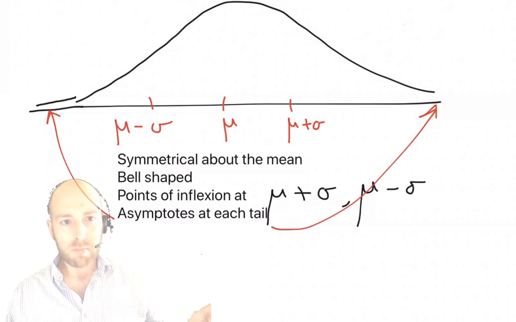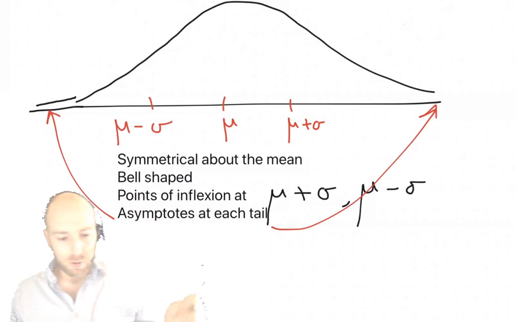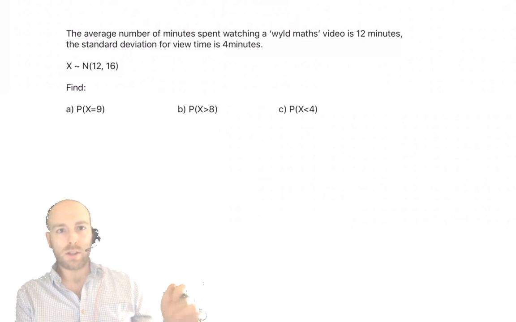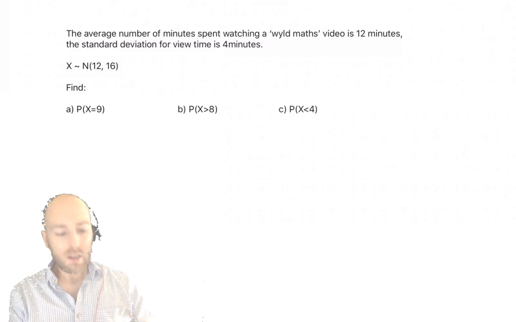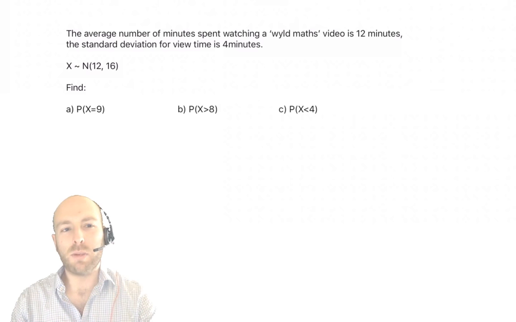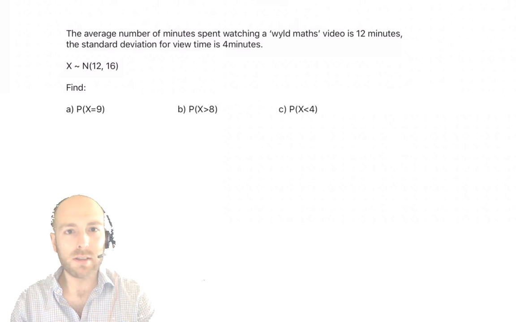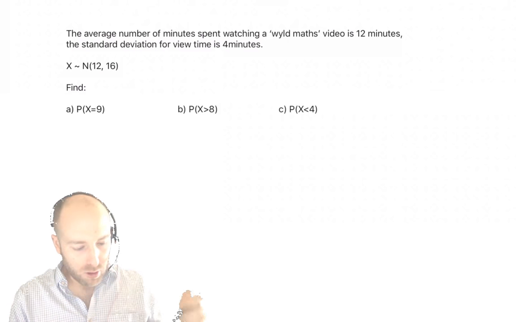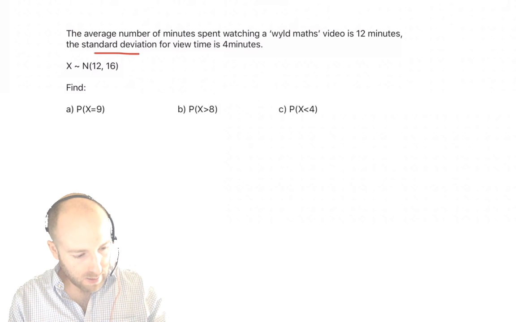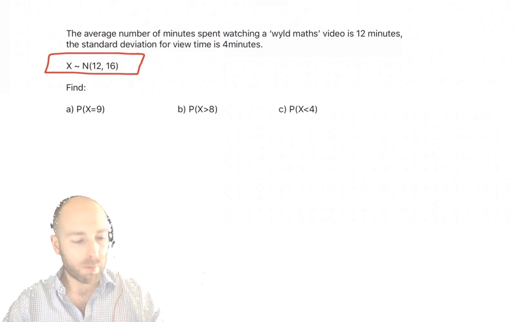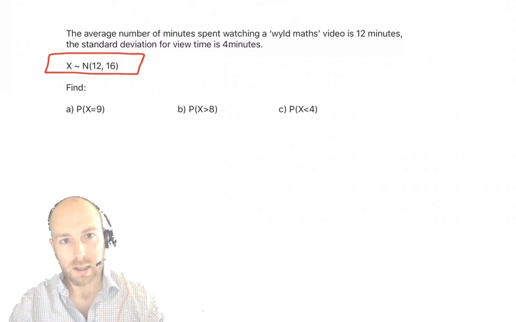Cool. Right, so we're going to do some basic calculations with the normal distribution. So I've got a question here for us to try together. The average number of minutes spent watching one of my videos is 12 minutes. It's not actually, it's way more than that because mine are pretty good videos. And the standard deviation is 4 minutes. So I've written that as a distribution. You can see here in red, that's the information in the text written as a distribution. We're going to try and find the probability X equals 9, the probability X is greater than 8, and the probability X is less than 4.